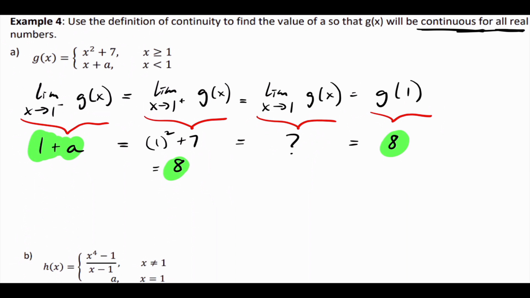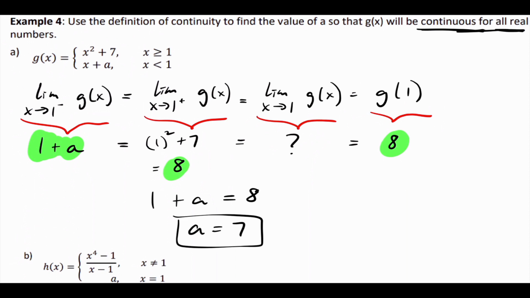So for this to be continuous, all of those green guys have to be exactly the same. Two of them are, right? Two of them are 8. But one of them is not. So what we're going to do is set them equal because they have to be equal, right? So 1 plus a has to be equal to 8, right? So what does a have to be to make it 8? There you go. If a is 7, they're all equal.